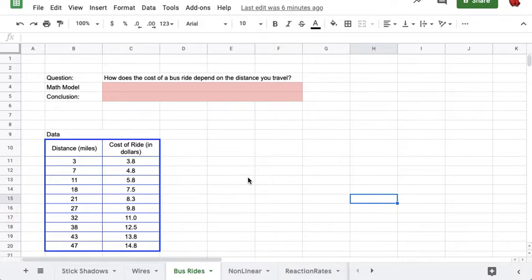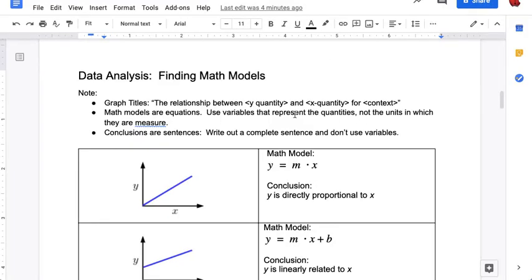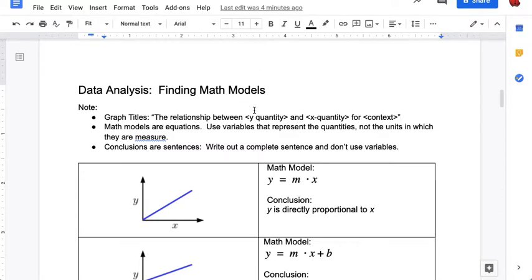Okay, so now we're on to the third part, which is where we're going to find a math model for the cost of a bus ride. Before we do though, let's take a break and add some things to our toolbox. So here's what I want you to put in your toolbox.